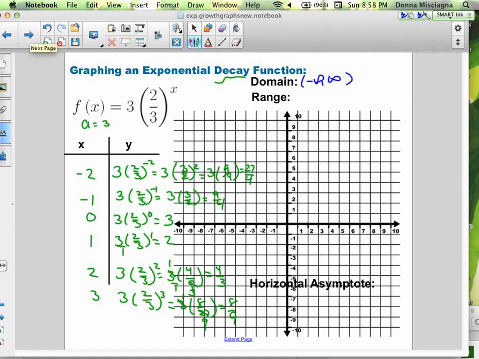Horizontal asymptote at y equals 0. For all these simple ones, it's y equals 0, whether it's growth or decay. All right, and then we'll graph our points. So we've got -2, 27/4. So that is 6 3/4. -1, 9/4. That's 2 1/4.